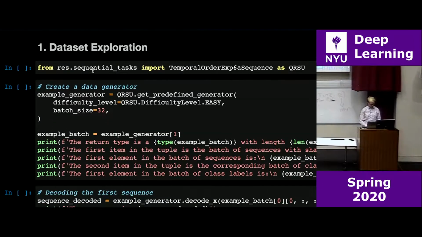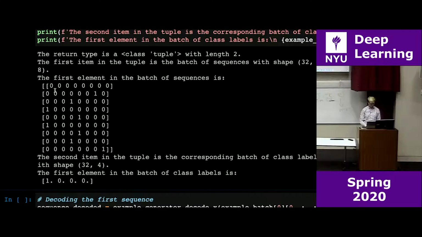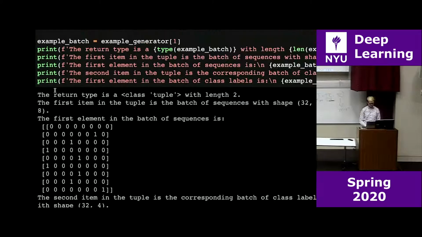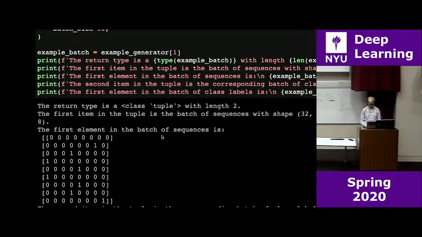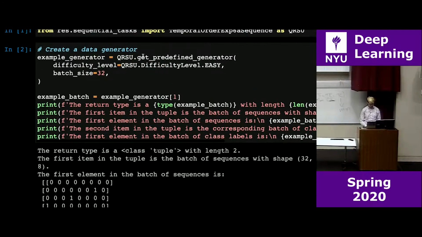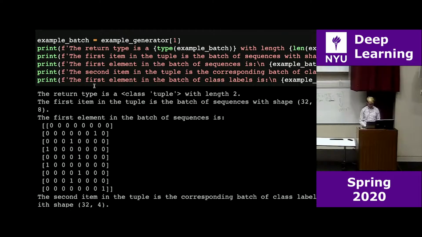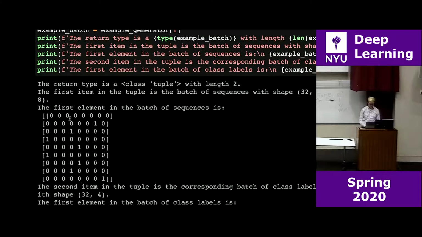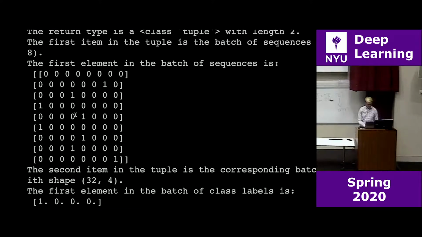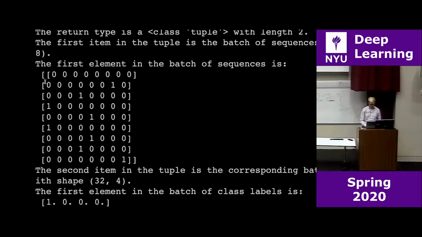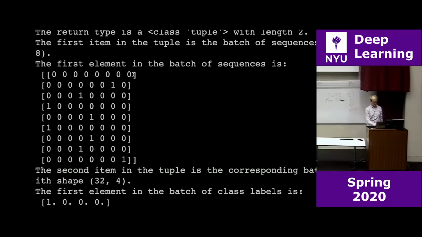So in this case, I'm showing you first the first input. The return type is a tuple of sequence of 2, which is the output of this example generator. Let's see what this thing is. This is my data I'm going to be feeding to the network. I have 1, 2, 3, 4, 5, 6, 7, 8. There are 8 different symbols here in a row every time.